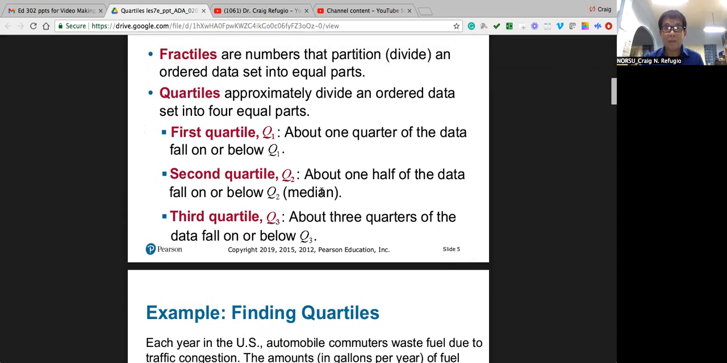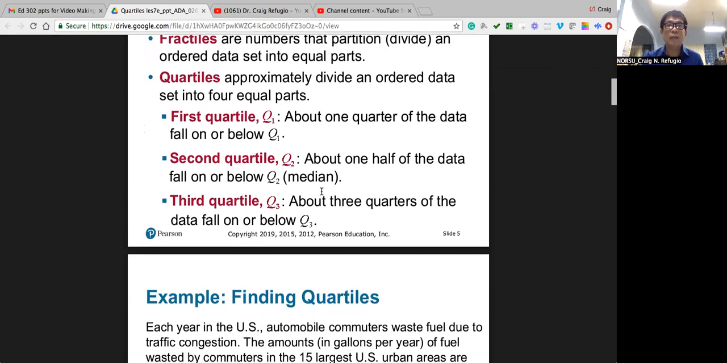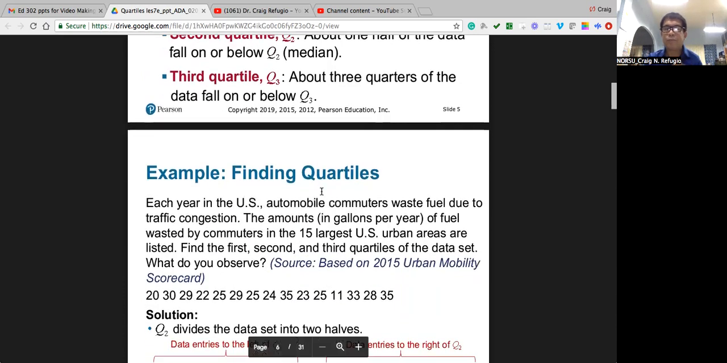Second quartile, or Q2: about one half of the data fall on or below Q2. And then third quartile, or Q3, about three quarters, that's 75%. Each quarter is 25%, so if we have three quarters, that's a total of 75%. So about three quarters, or about 75%, of the data fall on or below the value of Q3.